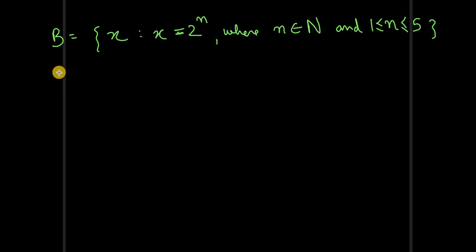So what can we write in roster form? B will be equal to x is equal to 2 to the power n, and n is a natural number provided that n is greater than or equal to 1 and less than or equal to 5. Now we will write 2 to the power 1 as 2, 2 to the power 2, 2 to the power 3, 2 to the power 4 and 2 to the power 5. This is the roster form of the given set builder form.